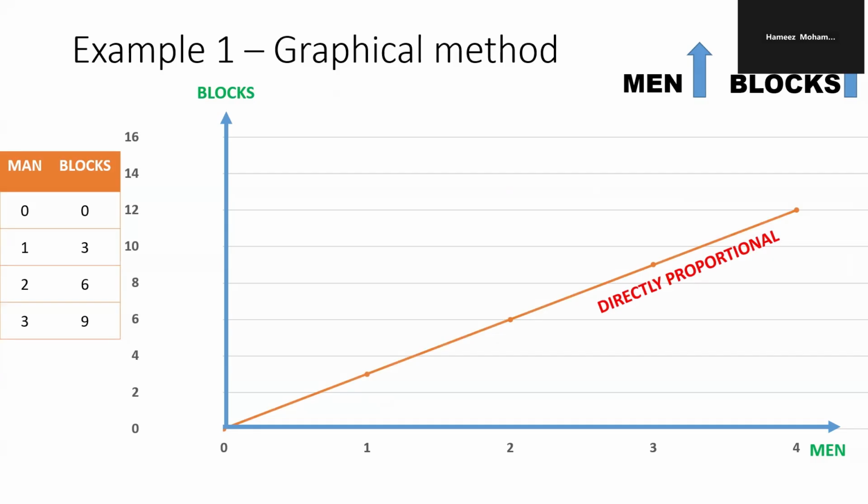And because it's passing through the origin 0, 0, where the two axes intersect, we can say that this is what is considered to be a directly proportional graph. Simply speaking, as the men increase, the number of blocks in order to balance it will increase. And it starts from the idea of passing through the origin, the intersection.